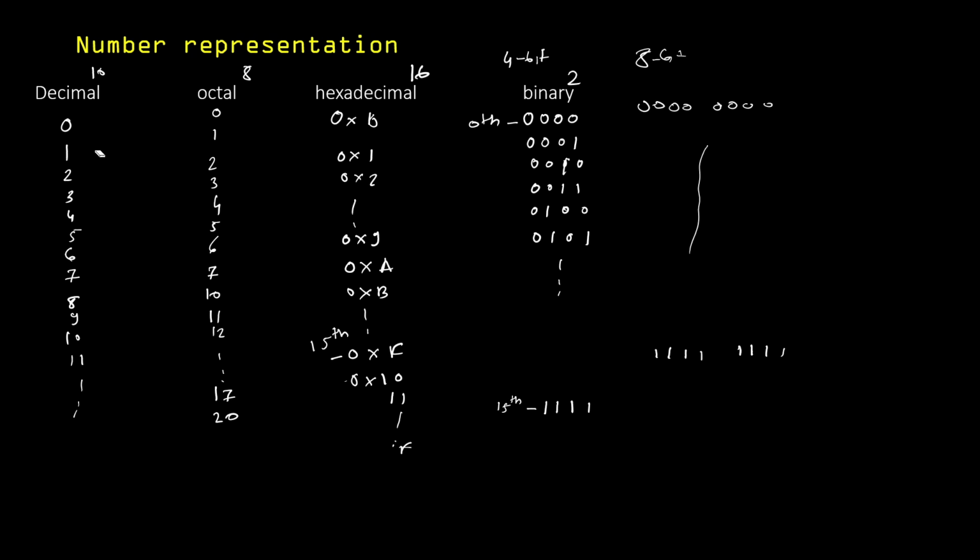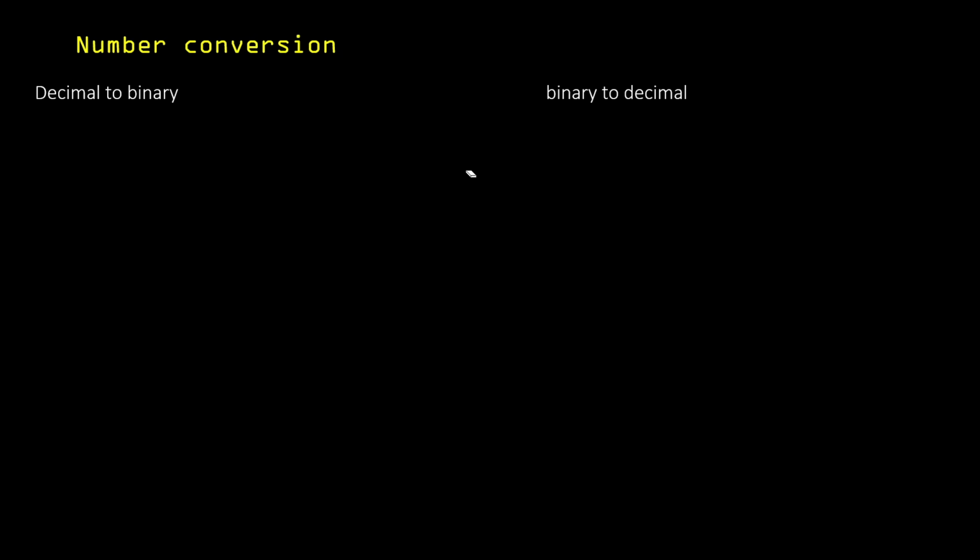So this is how we can count in different number systems. For decimal we count as our normal numbers, and for octal we count until it reaches 7 and again start with 10, 11, 12. For hexadecimal, we count until it reaches F. For binary, we count until all bits become 1. So let's now understand how we can convert from one number system to another.